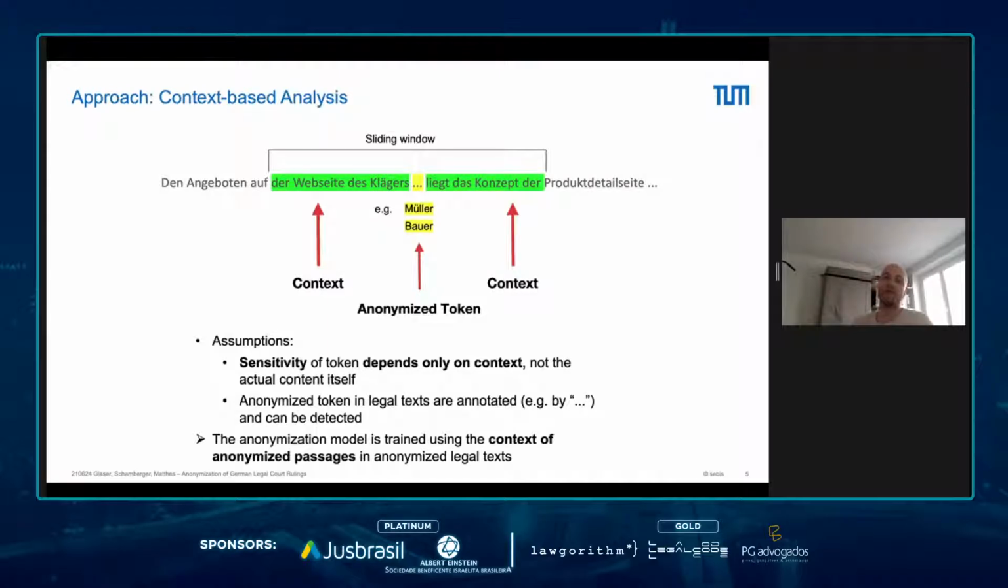We thought about a context-based approach. Again, this is German, but it basically says the offers on the homepage of the plaintiff, where there was previously some sensitive information like Bauer or Müller, is based on the concept of a product detail page. Our idea has 2 main assumptions. First, we figured out during the interviews that there are specific patterns of placeholders used in court rulings, so we can detect these placeholders to know where sensitive information was originally. Second, the sensitivity of a token depends only on the context, or at least it can be purely detected based on the context and not on the token itself.